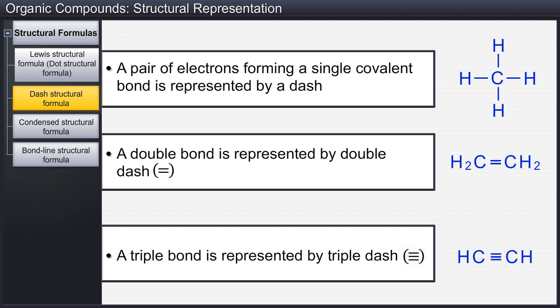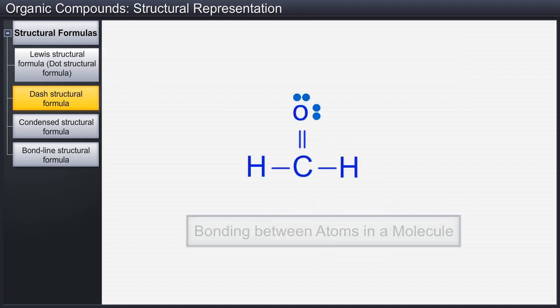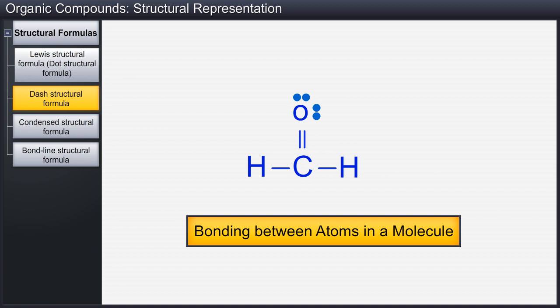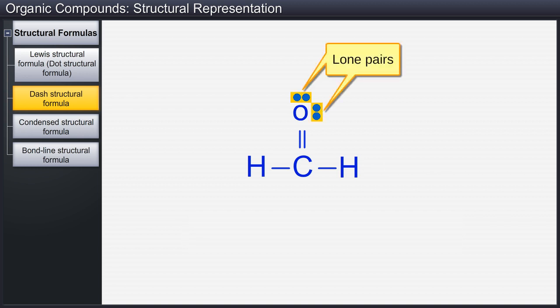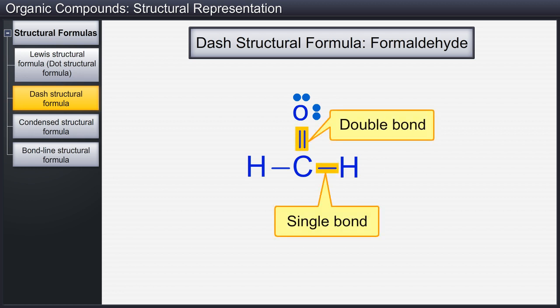Organic compounds containing heteroatoms with lone pairs of electrons are represented by a pair of dots on the respective heteroatom. This structure represents the bonding between atoms in a molecule and also shows the presence of lone pairs on the atoms, if any. This structural formula shows the arrangement of atoms and the type of bonds present between the atoms in the molecule.